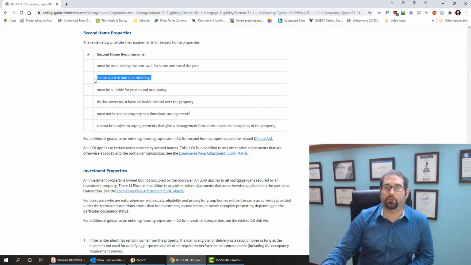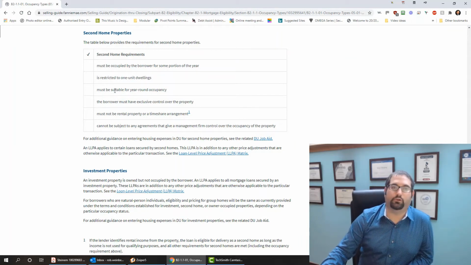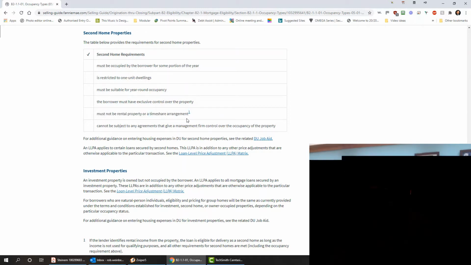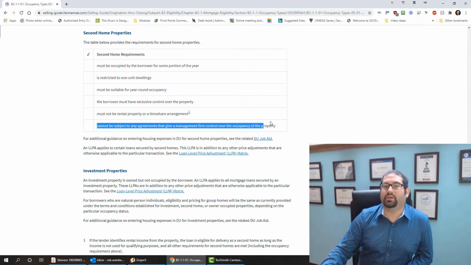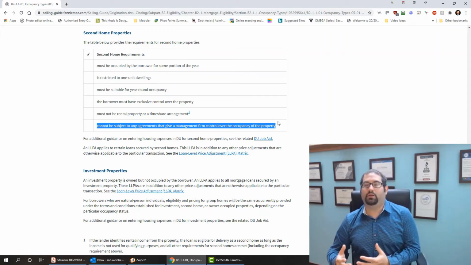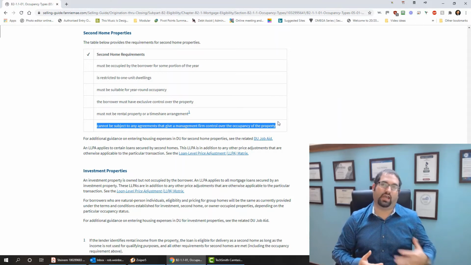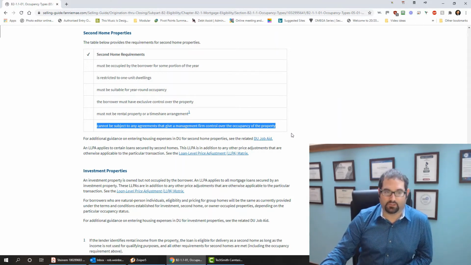It has to be a 1 unit dwelling, and that does also include a condominium as well. You cannot have a rental arrangement or a timeshare arrangement. That's not allowed, and there cannot be any agreements that give management control over the property where they can rent it out like a hotel or a hospitality company, that sort of thing.